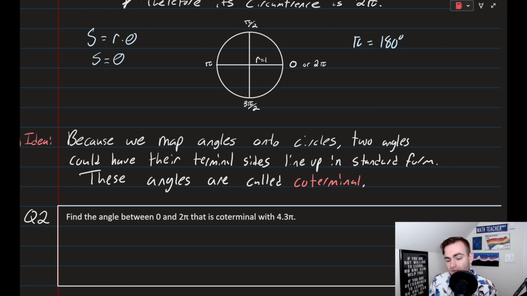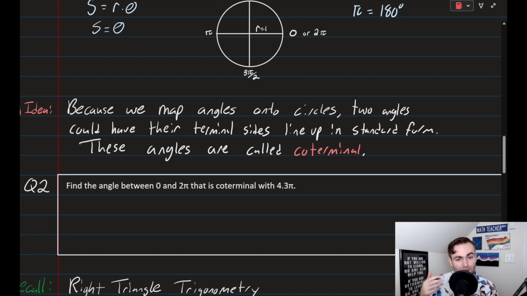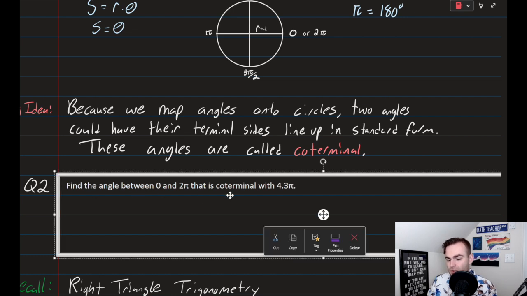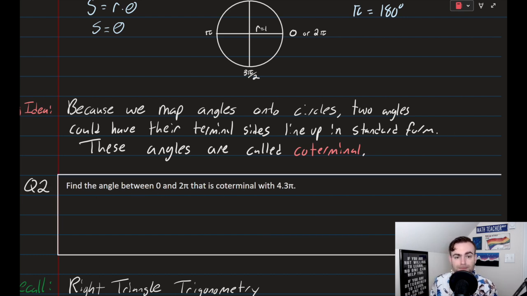So if I want to find a coterminal angle, we can use our idea of what the circle is to figure that out. So if I want to find an angle between 0 and 2 pi that is coterminal with 4.3 pi, well, how many times do I go around the circle? 2 pi is one time around, 2 pi again would be another. So essentially, if it's larger than 2 pi, I need to take 2 pi away from it until I get between 0 and 2 pi.